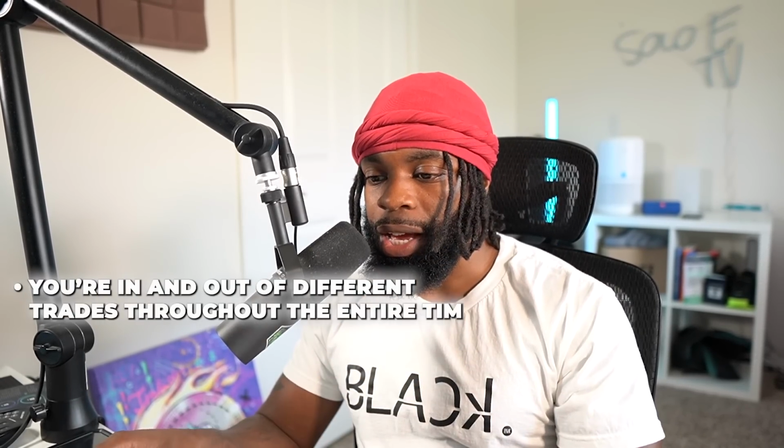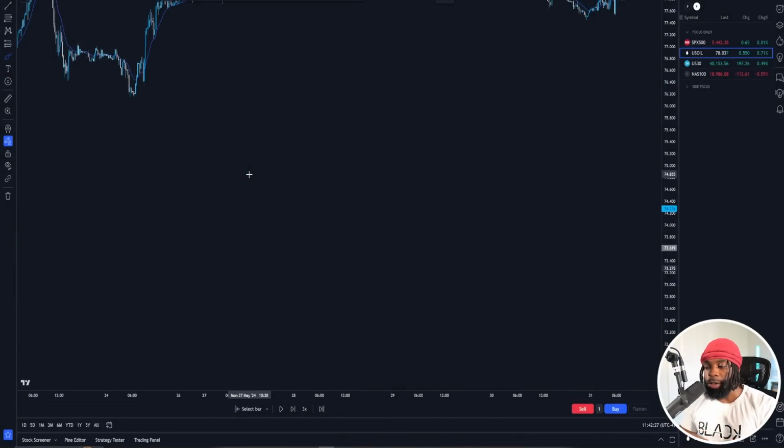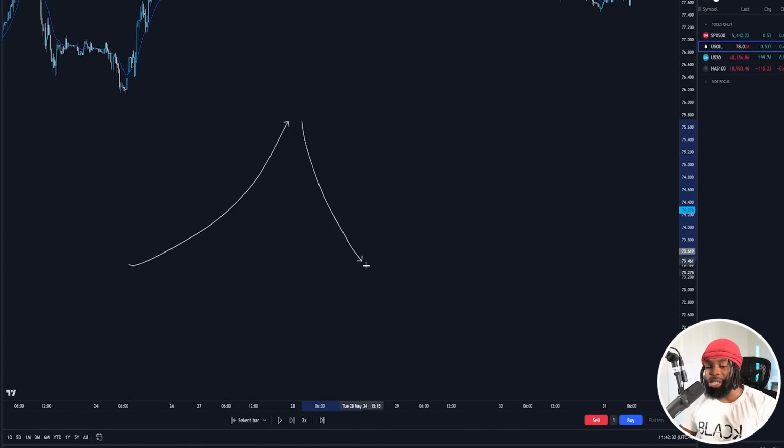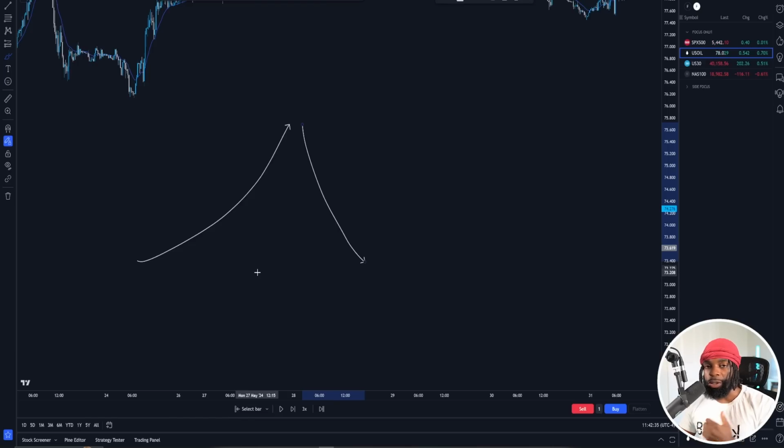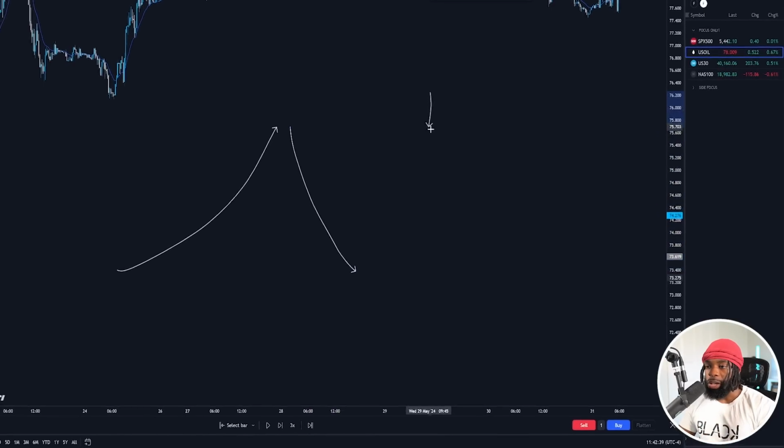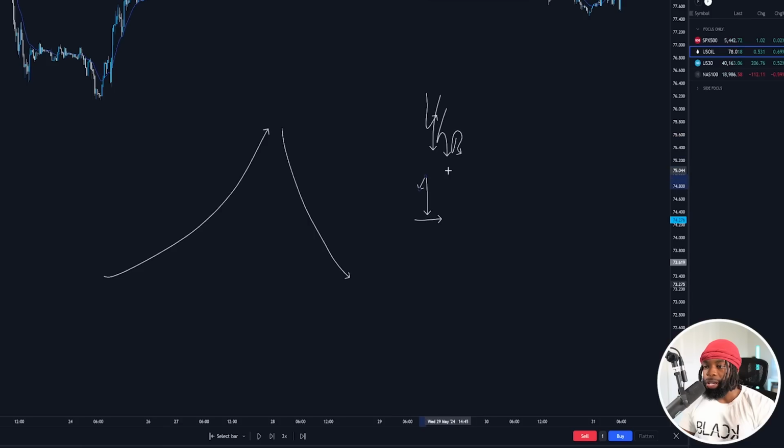The most important thing about scalping is that you're in and out of different trades throughout the entire time. So when we're looking at smaller time frames, we're only looking at them just to look for entries. However, when we're trying to project the structure of the trend, whether it's up or down, we're trying to determine what we should be doing on a lower scale. Anything from the 4 hour or the 1 hour is typically where we're doing most of our structure analysis.